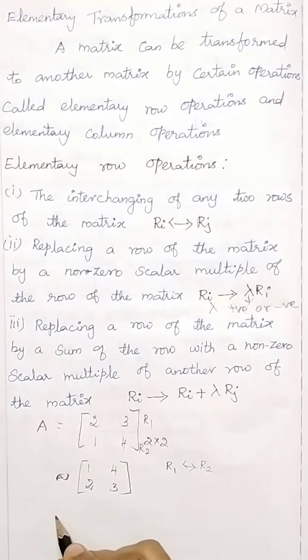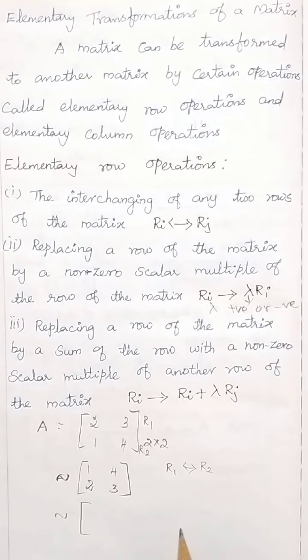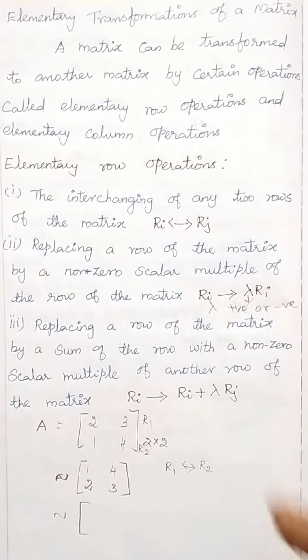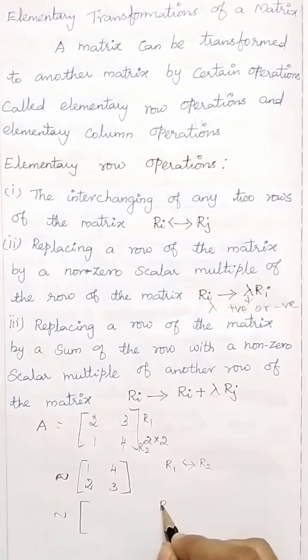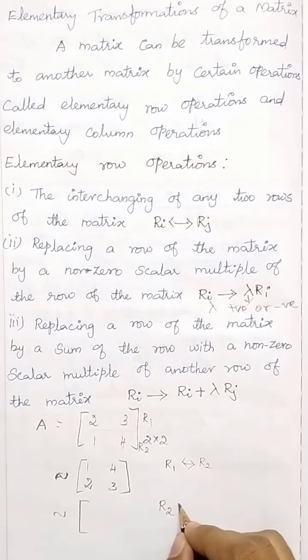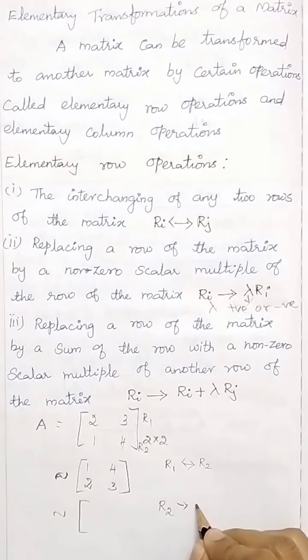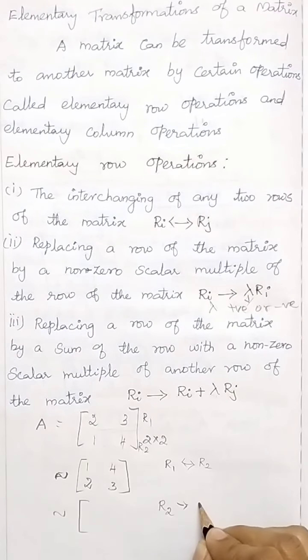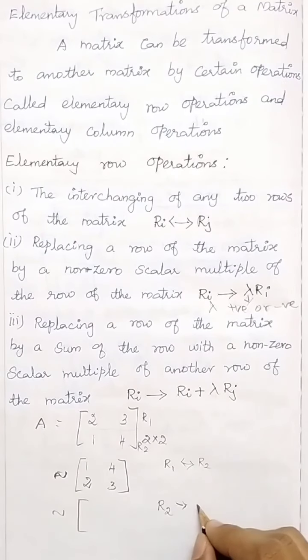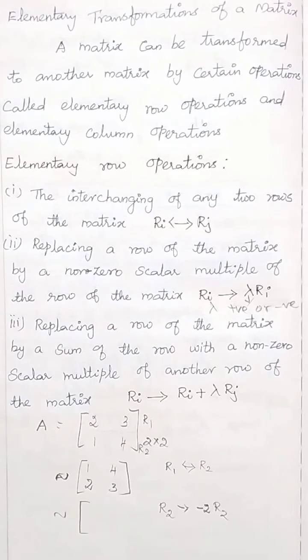Next, I will use one more operation. Now I will use the second operation, that is R2. I take row 2. This row 2 is changed to a scalar multiple of row 2. I consider one non-zero scalar. That scalar is minus 2, means minus 2 into R2.